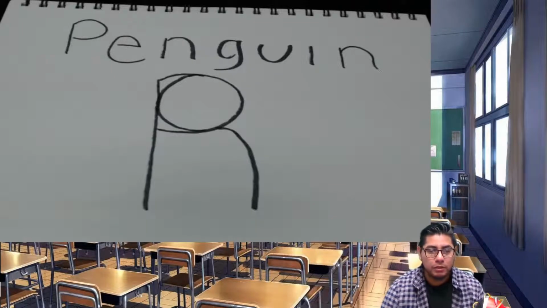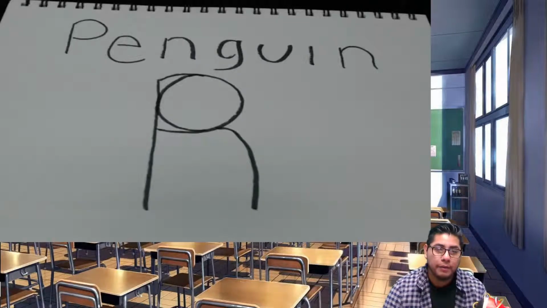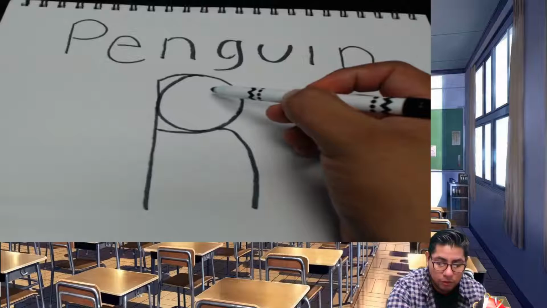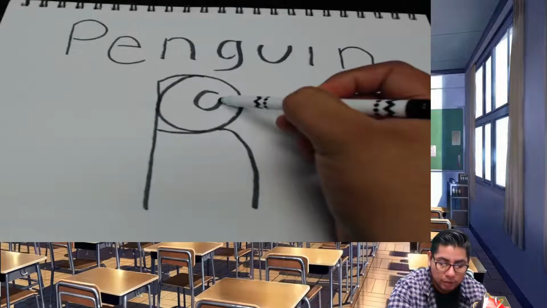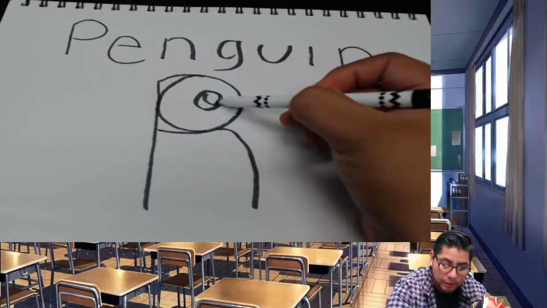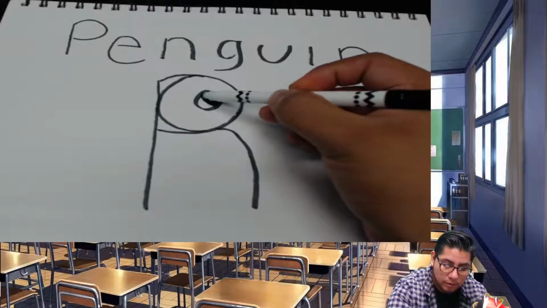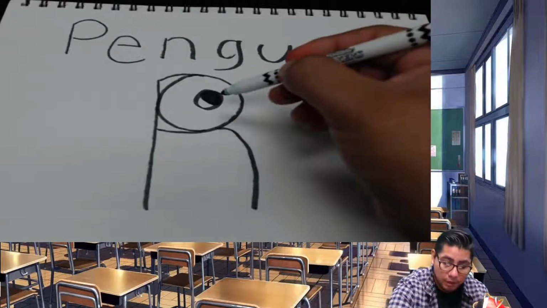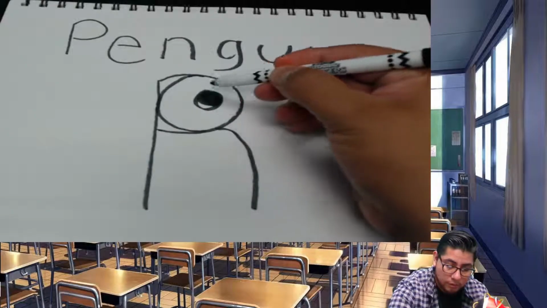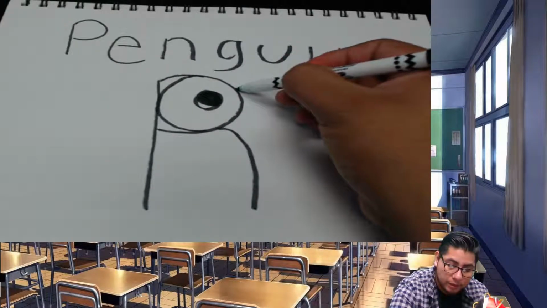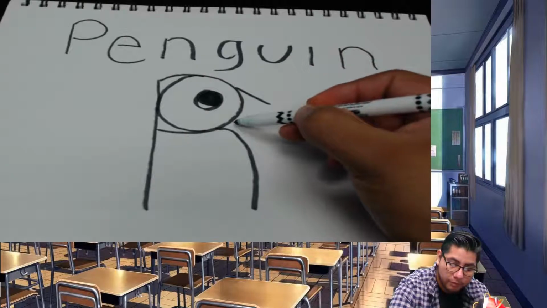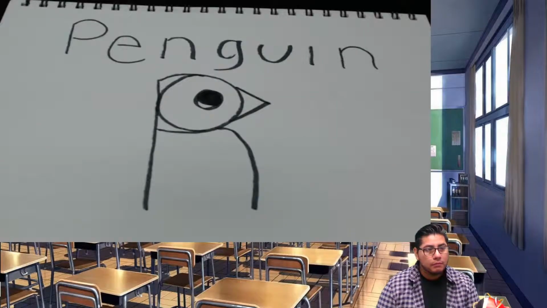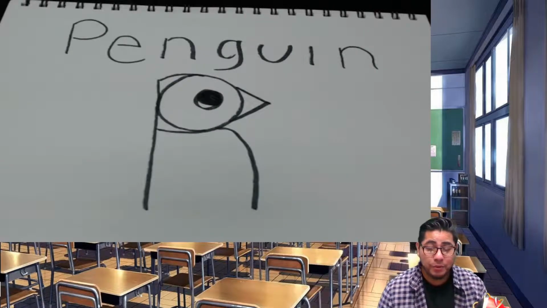And then in the next step, we're going to draw the eye and the beak. To draw the eye, we're going to just make a circle inside our circle and shade that in a little bit. So that's our eye. And now we're going to do the beak. The beak just comes from the top of the head and from the bottom of the head. So it's a triangle. Starting to look like a penguin already.